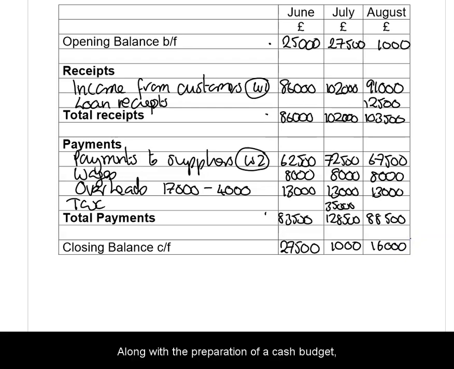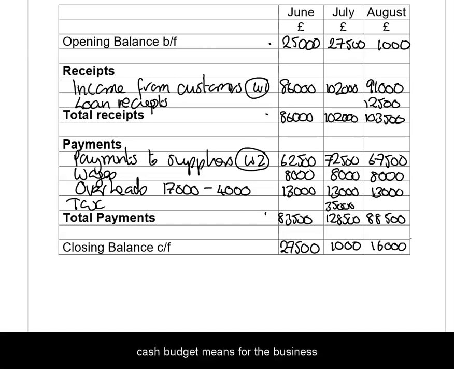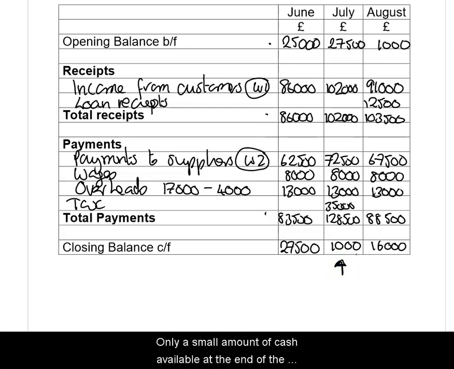Now, along with the preparation of a cash budget, in other questions you may be asked to analyse what these figures mean, and if there are any pinch points. Note, there's a little pinch point here, £1,000. We're getting quite low on the cash coming in at the end of the month. And if any of these timings change, because this is a budget, it's an estimation, there could be a slight problem, and we could be getting towards having no money to pay our day-to-day expenses.